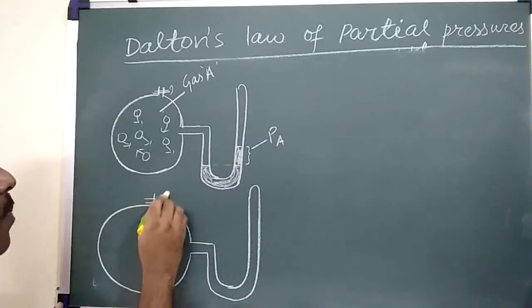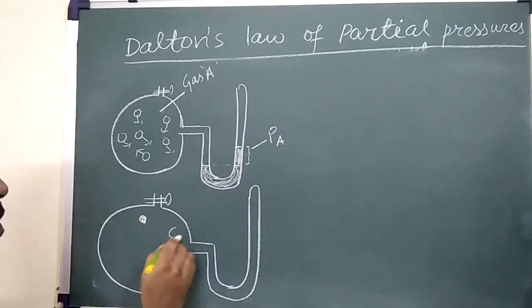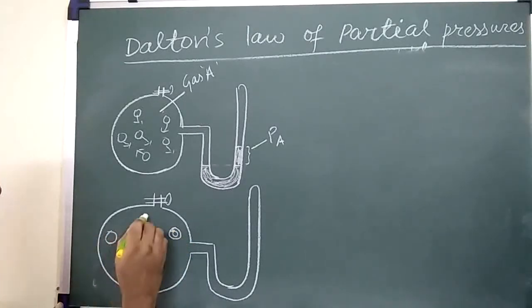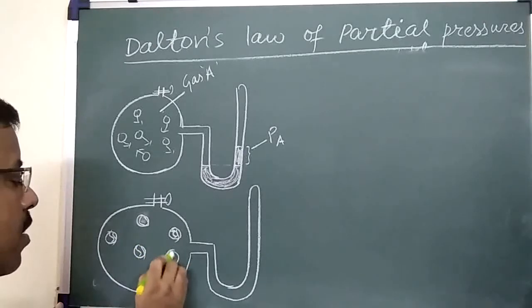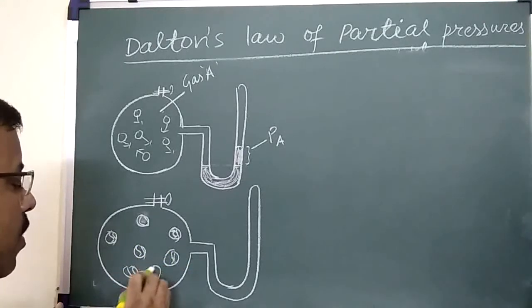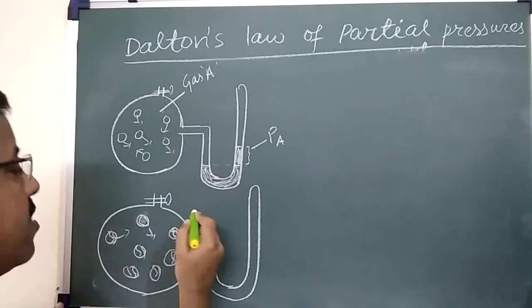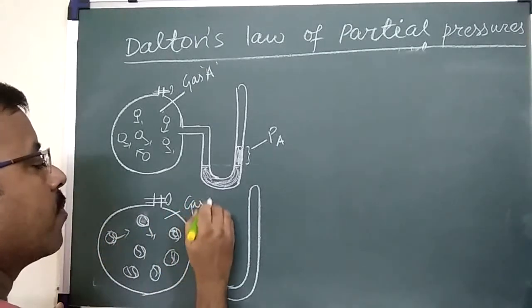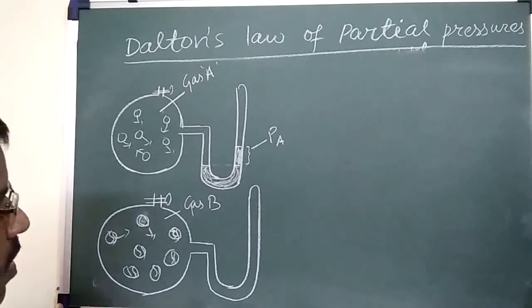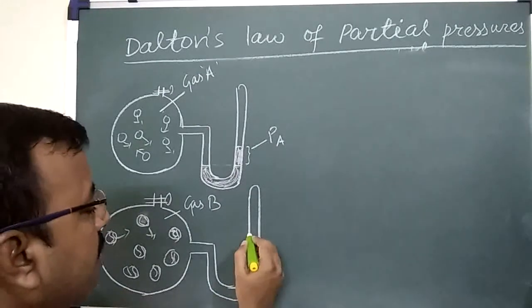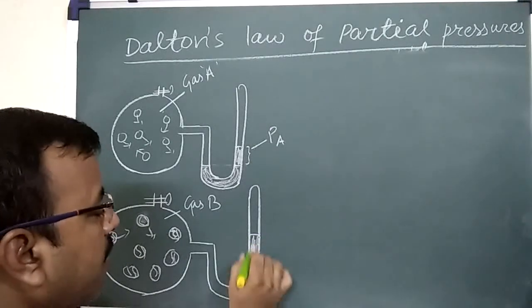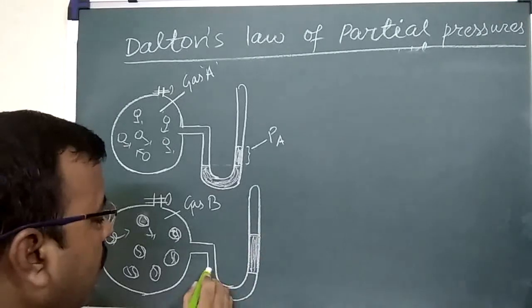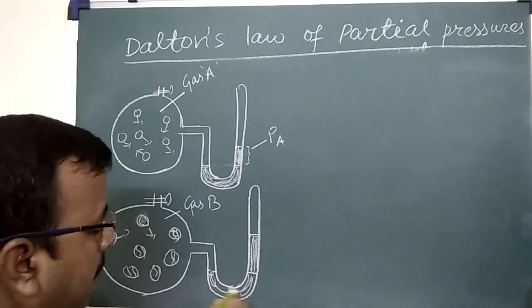This time we have taken another gas, indicated by a different symbol. Let this be gas B alone. This will raise the mercury to a certain height. Let this be the height, that is, the rise in height, or the difference in height, is this. So see the mercury level.